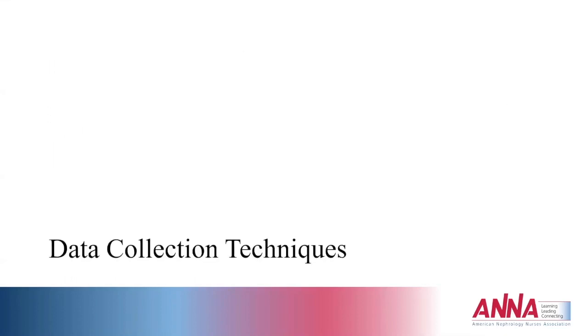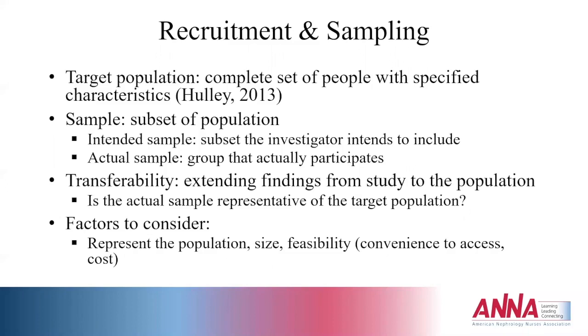And next, we're going to talk about data collection techniques you might use in qualitative research studies. Data collection begins with recruitment and sampling. When designing a research study, the researcher must decide from which population they will recruit to have their sample. And this means identifying your target population. Your target population is defined as the complete set of people with specified characteristics.